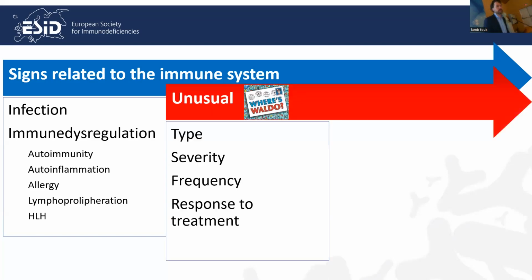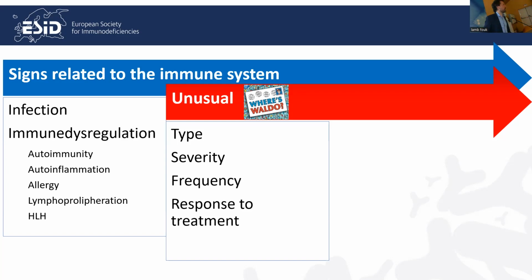And then I think, well, I'm looking for Waldo, so I'm looking for a rare disease, which should be at least unusual in type, severity, frequency, or that simply does not respond to treatment. And this is because if you have 100 patients presenting every day with this manifestation, this is quite unlikely to be a monogenic rare disease.